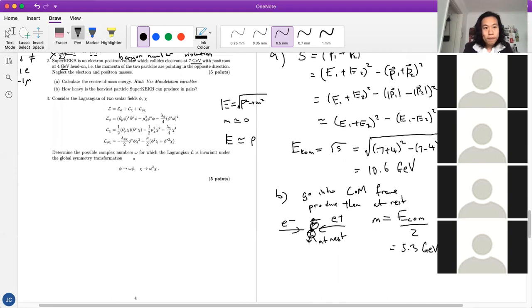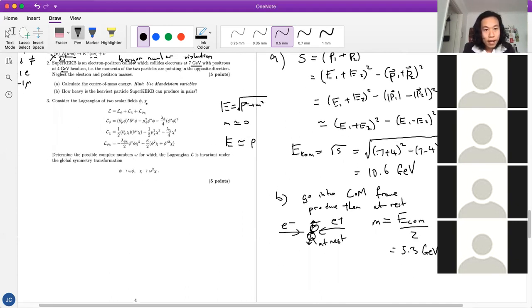Then for question 3, consider the Lagrangian of 2 scalar fields phi and chi. You get the Lagrangian of phi, the Lagrangian of chi, and then an interaction Lagrangian, and each of them takes this form. So you've got your kinetic term and your mass term, and then a 4-point vertex, and also the interaction vertices. Determine the possible complex numbers omega for which the Lagrangian L is invariant under the global symmetry transformations. So these two. If I make these two transformations and I don't know what omega is, what does omega have to be to keep these Lagrangians invariant?